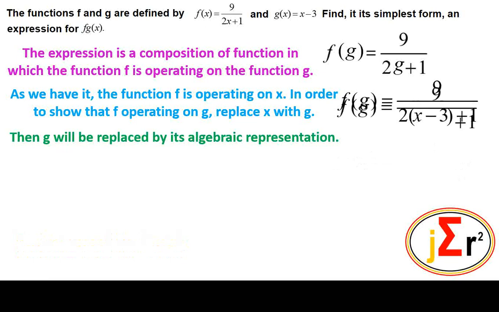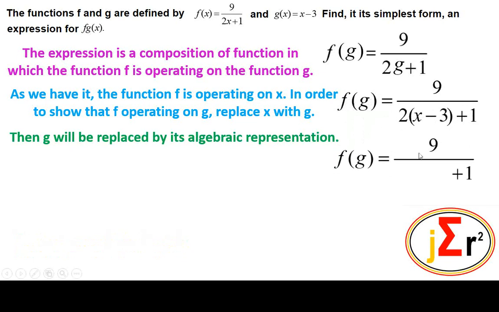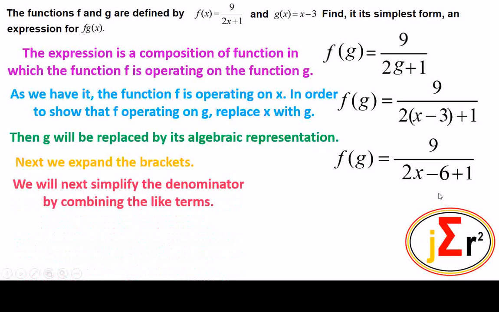There's no difficulty. Anything that is unchanged will return, and we have the returning of the 9 and the plus 1 right there. Then we expand the brackets. 2 times x is 2x. 2 times negative 3 is negative 6. And of course, we will next put the negative 6 and the plus 1 together, and we are done.